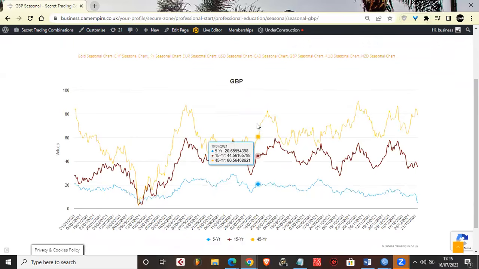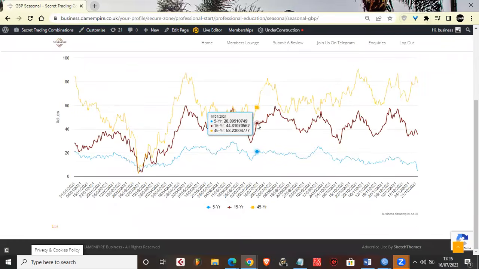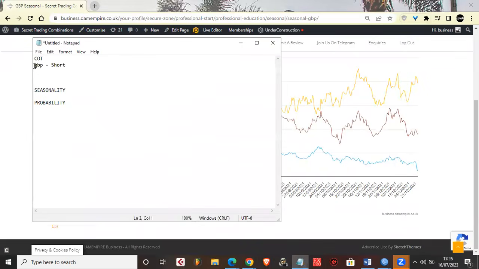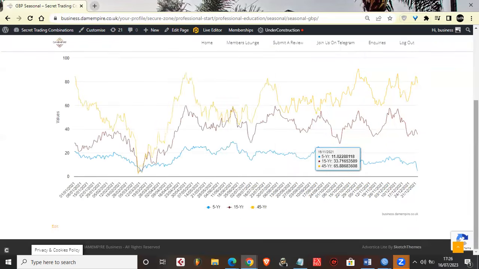Apologies, my keyboard almost fell. The 15 years is also consolidation, and the 38 years is looking like a long, or the COT is showing short. So we don't really have an alignment. For that reason, for another week, we just have to stay put and watch how the market plays out.